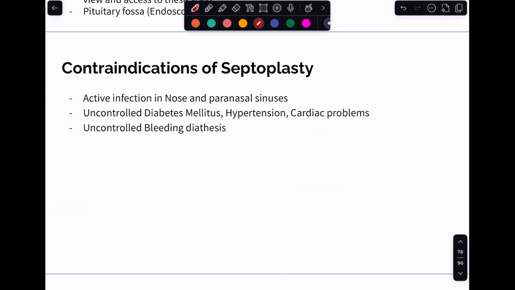Next is, what are the contraindications of septoplasty? Contraindications would be any case of acute infection of the nose or paranasal sinuses. In these cases, we would have to first treat the infection and then perform the surgery. Also cases of uncontrolled diabetes mellitus, hypertension, or any cardiac problem. First, you make sure that this is taken care of, and then we move on to do the surgery. And also in cases of uncontrolled bleeding diathesis.